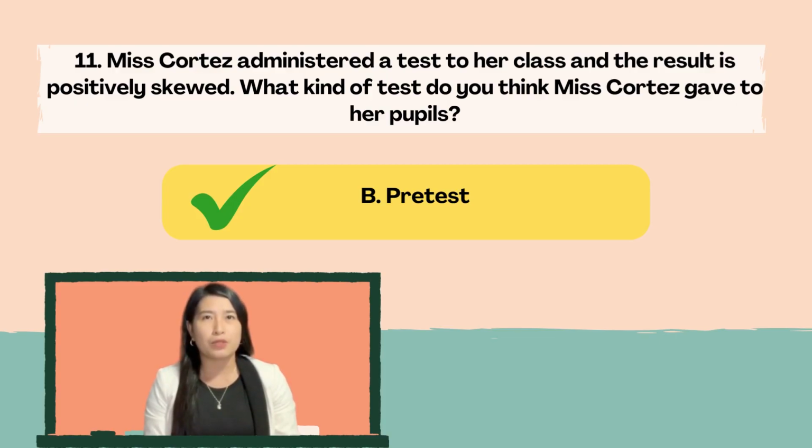This situation is typically seen in a pretest, a test given before teaching the lesson. The purpose of a pretest is to find out what students do or do not yet know. So, positively skewed, meaning many low scores, and this happens in a pretest.